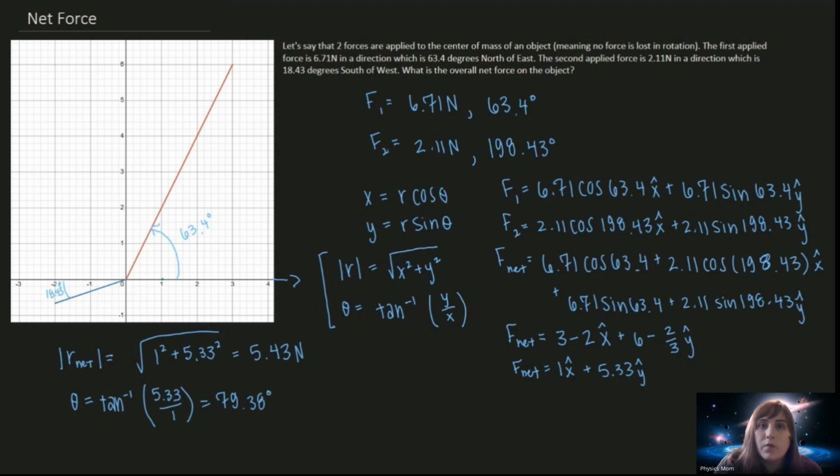So the way I would finally answer it, my end result, is that my net force on the object is equal to 5.43 newtons, and it is 79.38 degrees. You could specify that this is north of east, or you could just leave it as 79.38 degrees, in formal polar coordinate form, however you'd want to specify that.